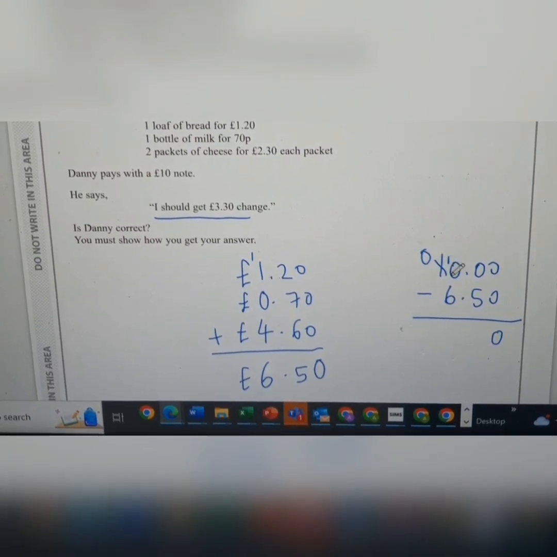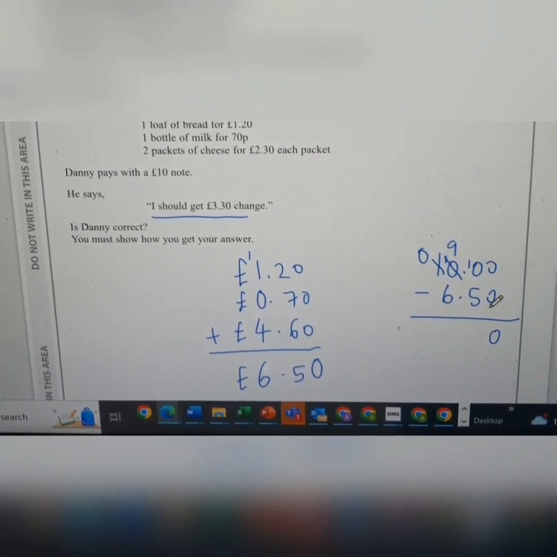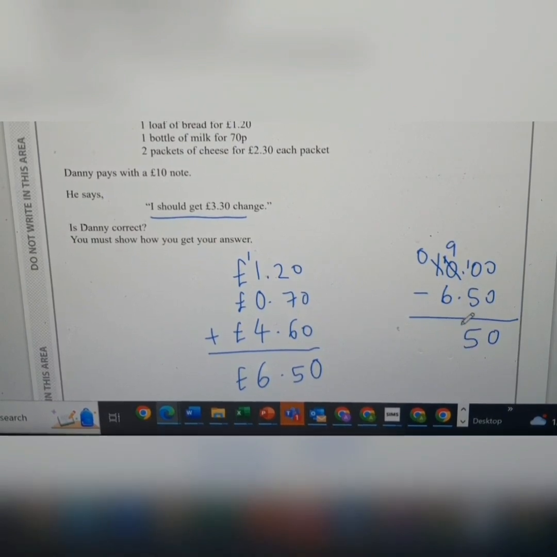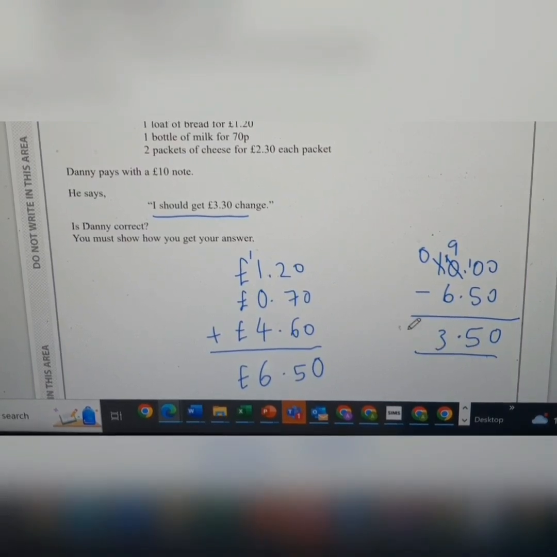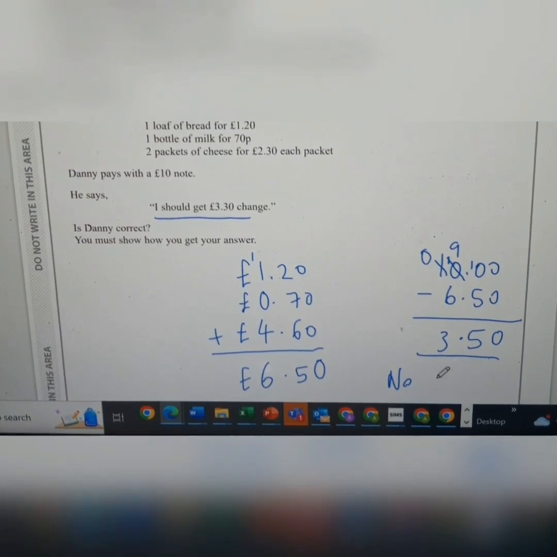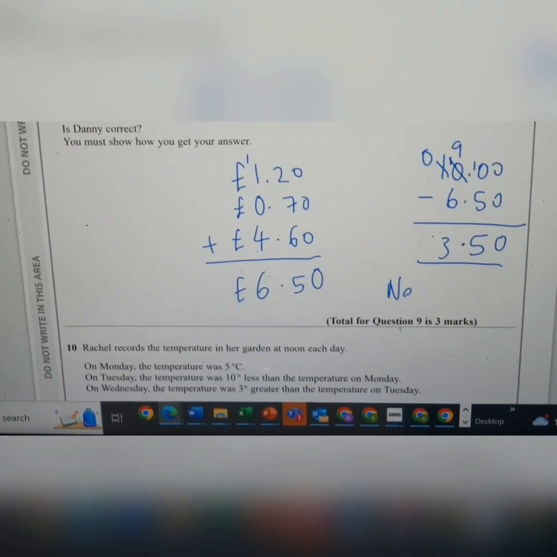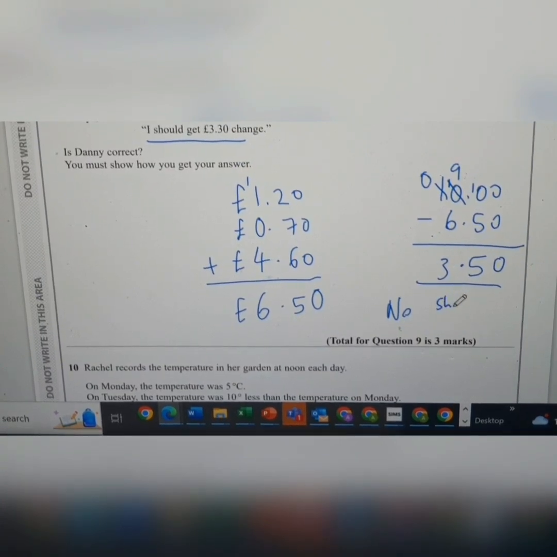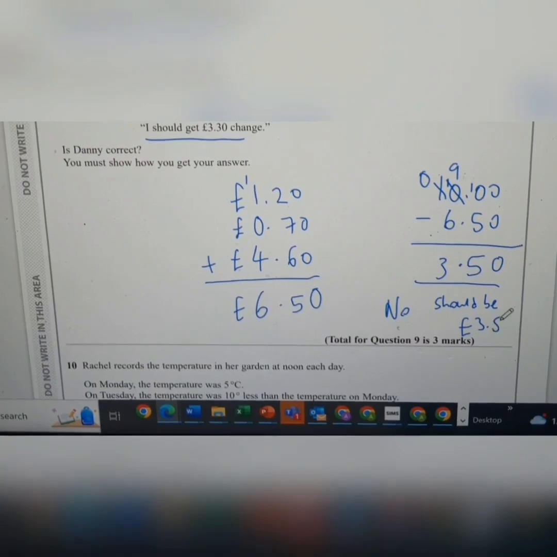Put the 1 there to make that a 10. I still need to borrow 1 from here and place it on the next digit here. 10 take away 5 is 5. Put your decimal point. 9 take away 6 is £3.50. So the change is actually £3.50. So is Danny correct? No. So I've done my working out, but you can write it clearly. So it should be £3.50.